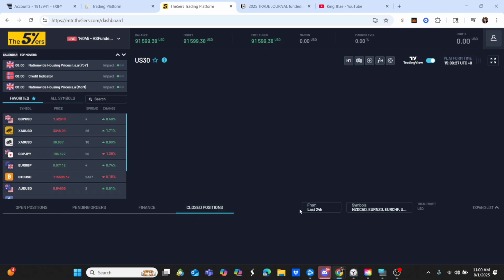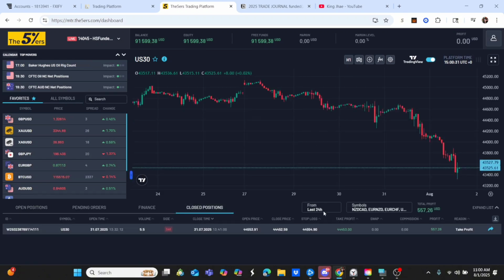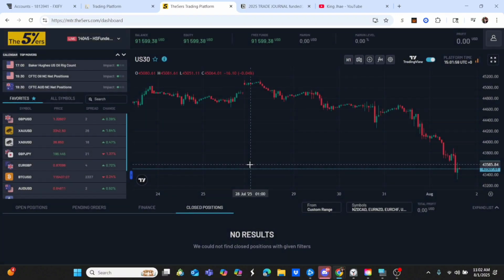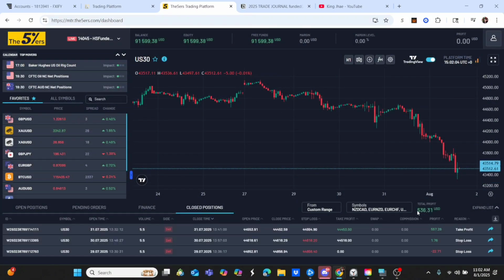And if we go on the 5%ers account, as you can see, I really didn't take any trades from the last 24 hours. It's just showing the trade that I had yesterday. So as you can see right here, 7-28, the start of the week to about right now. I don't know why that took so long to load, but we are up 536 and 31 cents for this account.